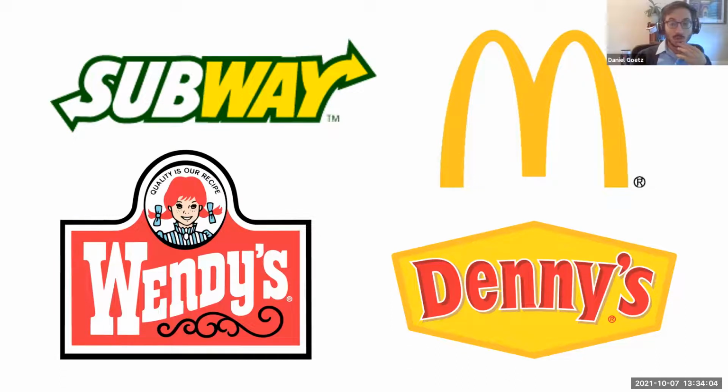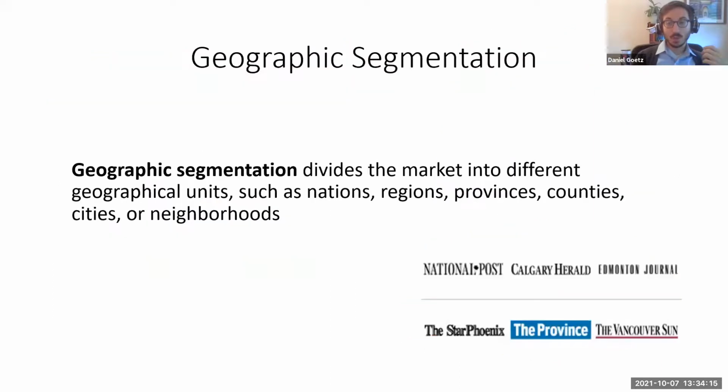So it's very, very similar. They're really not changing much other than the logo, right? But changing the logo is kind of a subtle thing to do. An example of very subtle geographic segmentation. So geographic segmentation is a way of dividing the market.